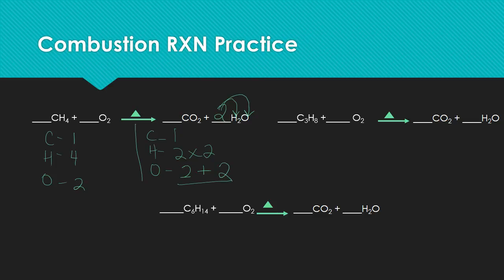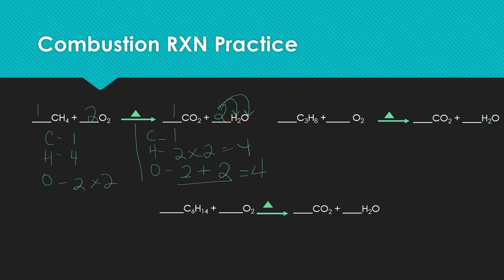And then everything else is good. My carbons are good, my hydrogens are good. So now I can finally add up my oxygens. So 2 plus 2 equals 4. And to get 2 to equal 4, I multiply by 2. There's nothing else in that compound, so I'm done.